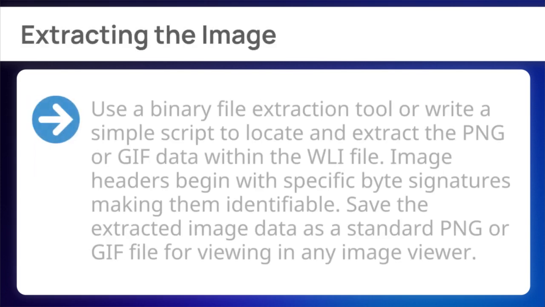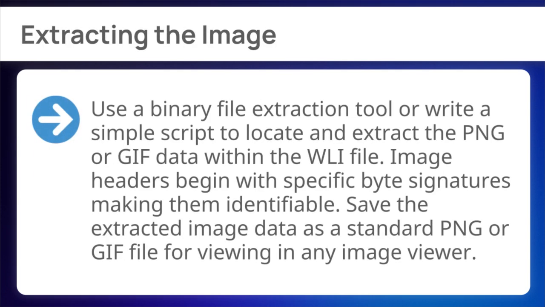Next, extracting the image. Use a binary file extraction tool or write a simple script to locate and extract the PNG or GIF data within the WLI file. Image headers begin with specific byte signatures, making them identifiable. Save the extracted image data as a standard PNG or GIF file for viewing in any image viewer.